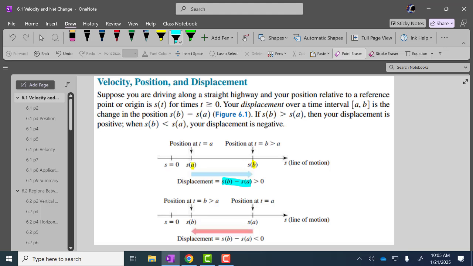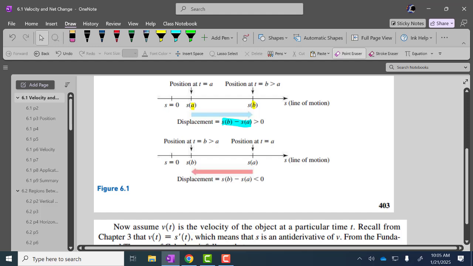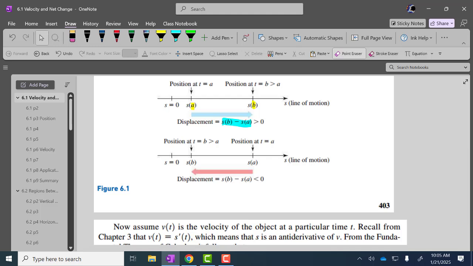And it is a net change, meaning that it can be positive or it could be negative. So if we end to the right of where we started, and positive is to the right, we have a positive displacement. If we start on the right and end up more to the left, we're going to have a negative displacement. So displacement, positive or negative, terminal position minus initial position.